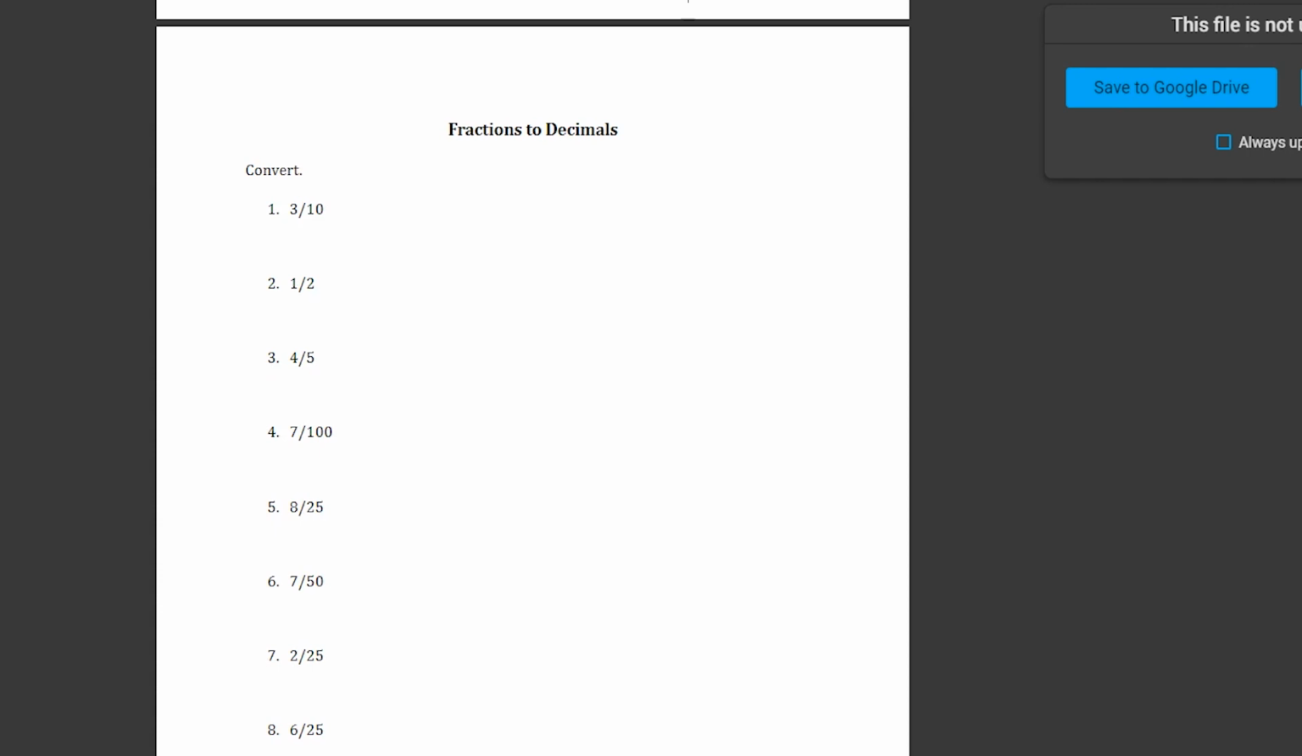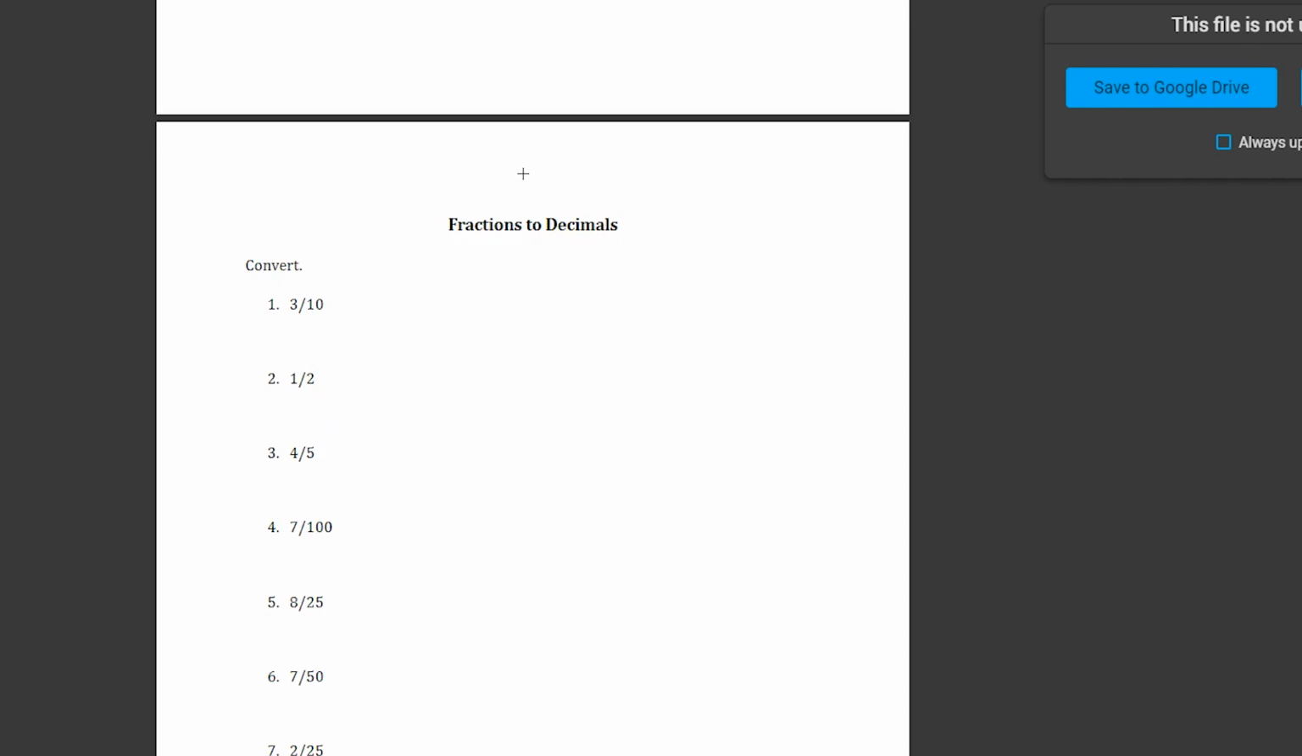Okay. For the next page, we are converting fractions to decimals. There are many methods to do this, but the way I'll be teaching it is, for number 1, we have 3 out of 10, and we're going to convert it so the fraction is out of 100. In order to make it out of 100, we need to multiply both the top and bottom by 10. So 10 times 10 is 100. So we need to do 3 times 10, which is 30. So now we have 30 out of 100.